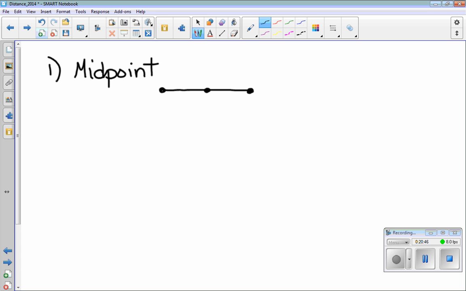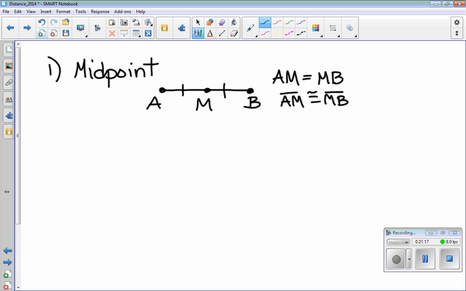On the front, I don't care. You can just say it's halfway between. That's fine if you want to draw that in the front. What do these little tick marks mean again? They're congruent. So you can say simply that the measure of AM equals the measure of MB. This is all in the front. And AM is congruent to MB. That's what midpoint is on the front of the note card. On the back of the note card, we'll write the formula. That is an example of a midpoint.